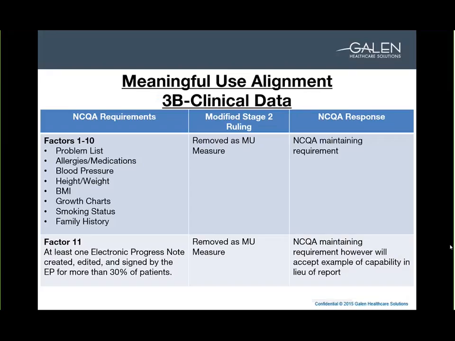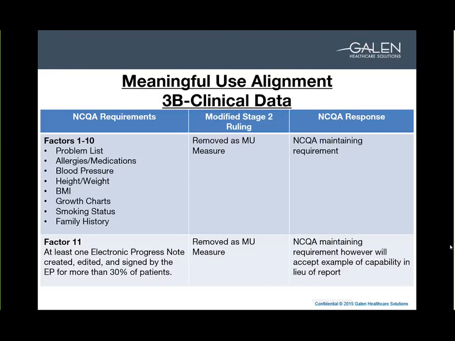So I bring this up just like I did on the last one. If smoking status or family history is something that you trained the users on, they adopted it, they got the numbers, but you're starting to see numbers drop. Although it's not required for meaningful use, if you're trying to get recognized by NCQA, you're still going to need to meet those standards. The caveat is on the electronic progress note.